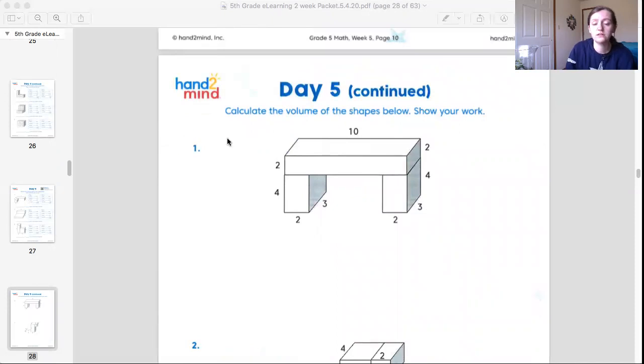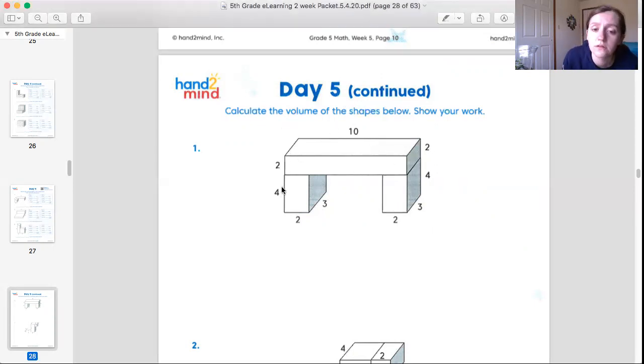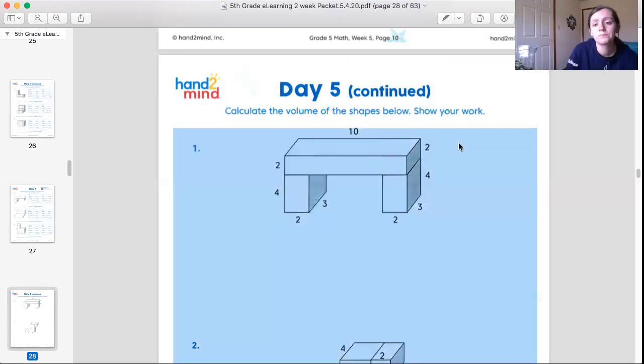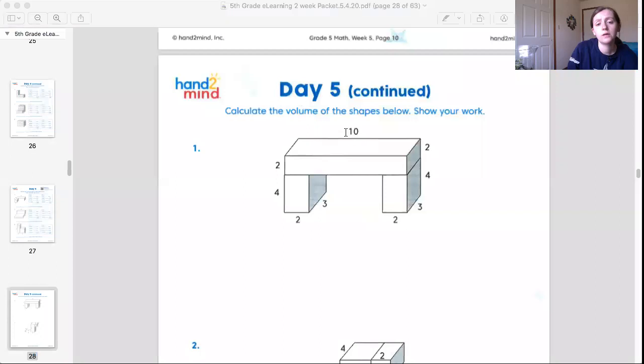So that being said, let's take a look at number 1 on day 5 continued. And the reason that I chose this one is because it combines 3 different rectangular prisms, so it's a little bit more than on day number 4 or the beginning of day number 5. So I'm gonna start by looking at this top shape, because they've already divided it into 3 different prisms for us. Okay, so I'm gonna start by finding the volume of this top one.